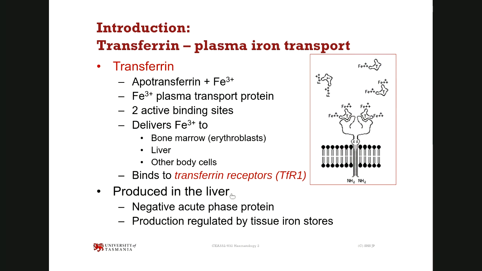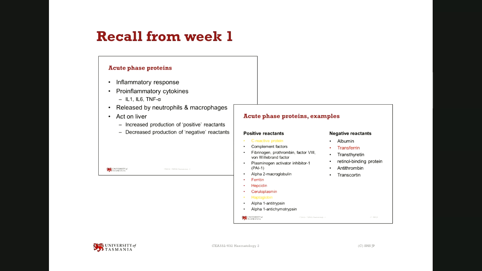So transferrin is produced in the liver, and as you can see there, it is a negative acute phase protein. So that means, as we learned in week 1, that in times of inflammation we have positive and negative acute phase proteins, and there's a reminder of that here. So because of these inflammatory cytokines, we have what we call positive reactants and negative reactants, and here you can see that transferrin is a negative reactant.